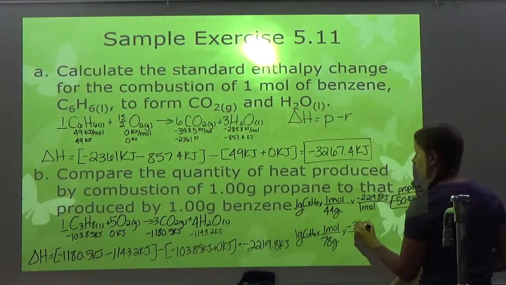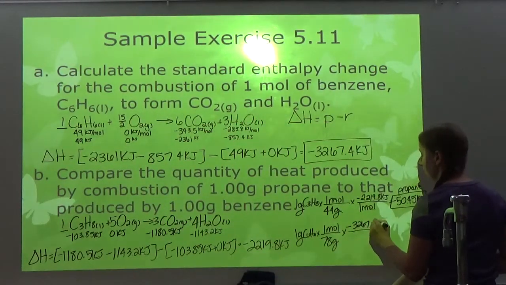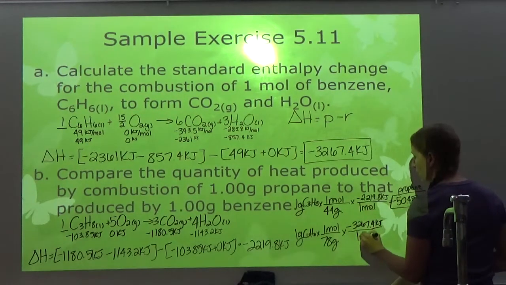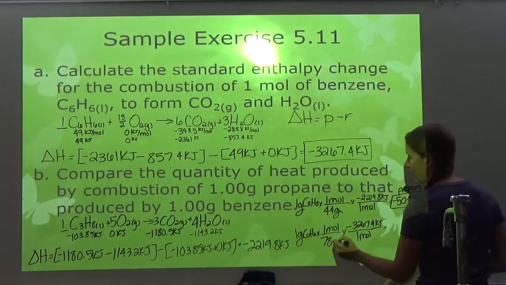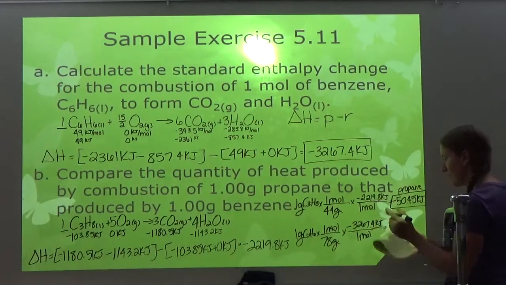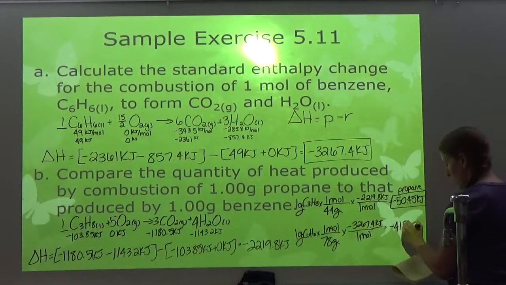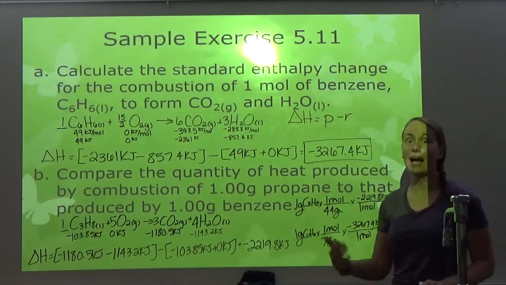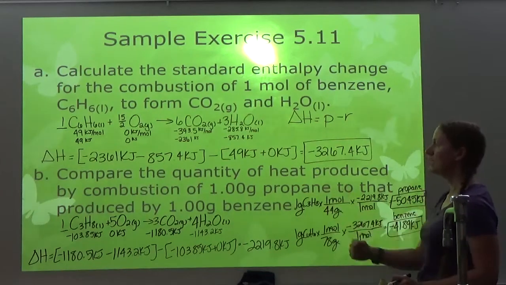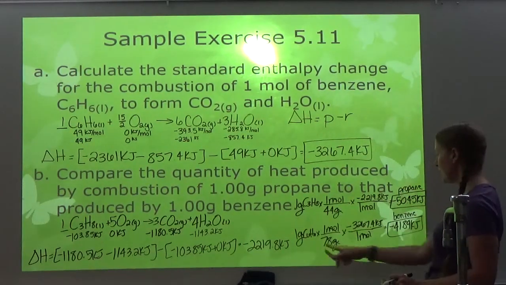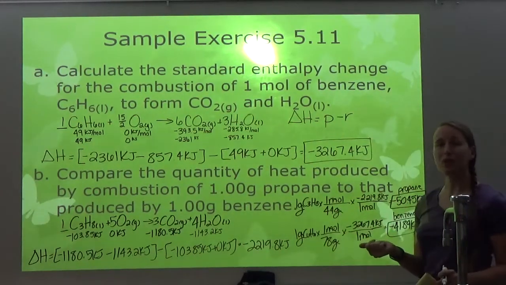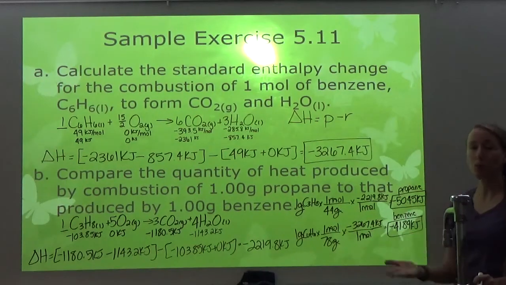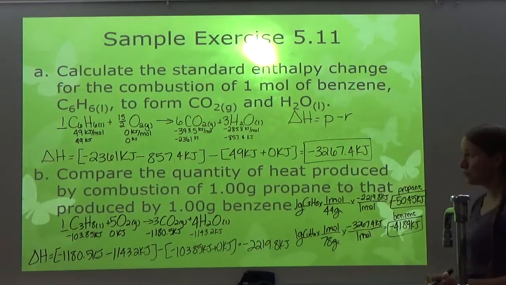So I do negative 3,267.4 kilojoules per 1 mole of benzene. So my grams and mole cancel. Once I multiply and divide, I get negative 41.89 kilojoules. This is for benzene. So, whew, goodness, now I have compared the quantity of heat produced from 1 gram of propane to that for 1 gram of benzene. So in other words, propane is going to release more heat per gram than benzene will.